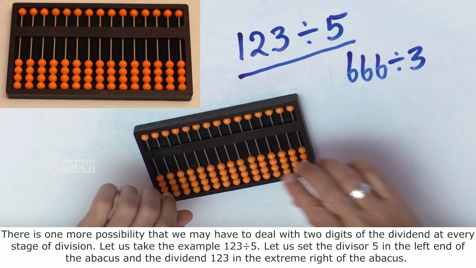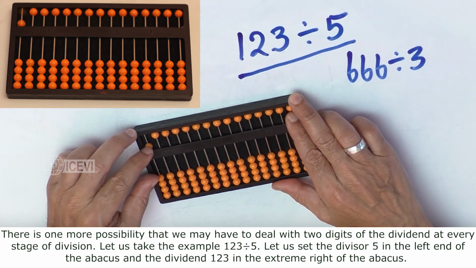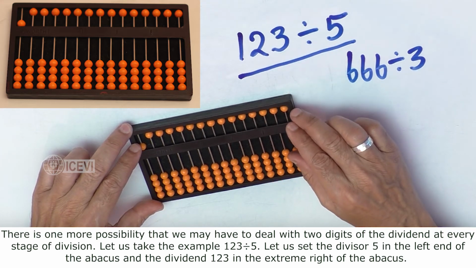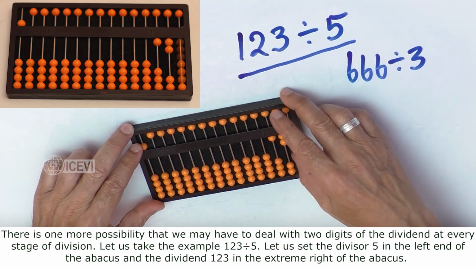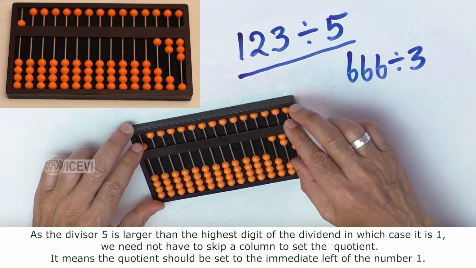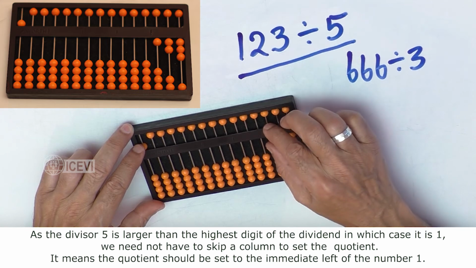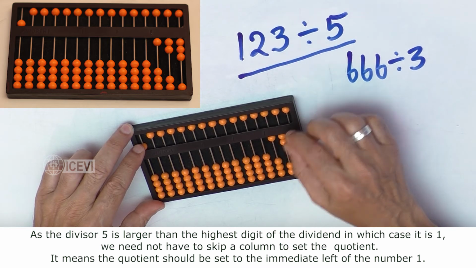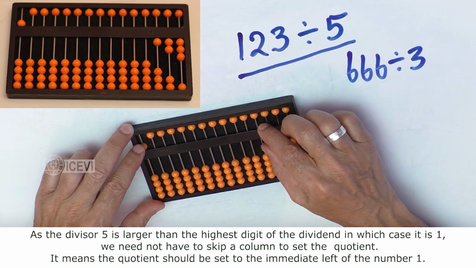123 divided by 5. Let us set the divisor 5 in the left end of the abacus and the dividend 1, 2, 3 in the extreme right of the abacus. As the divisor 5 is larger than the highest digit of the dividend, and in this case it is 1, we need not skip a column to set the quotient. It means the quotient should be set to the immediate left of the number 1.